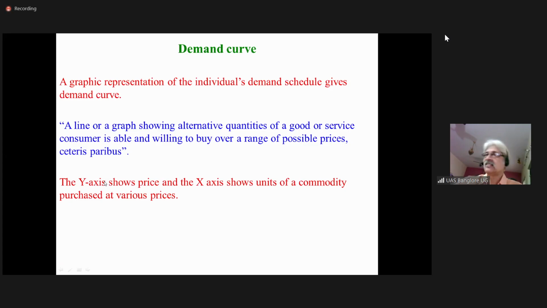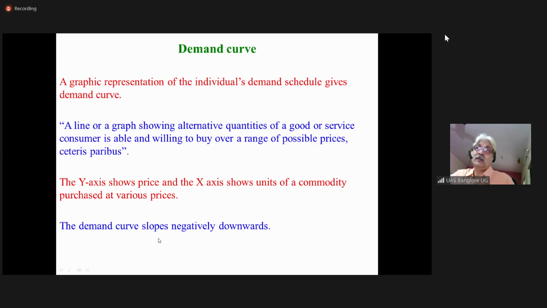The y-axis in the demand curve shows the price, and the x-axis shows the units of the commodity, the quantity. The quantity of commodity is taken on the x-axis and price is taken on the y-axis. The demand curve slopes negatively downwards. So demand curve is a negatively sloping curve, very similar to the marginal utility curve, right?